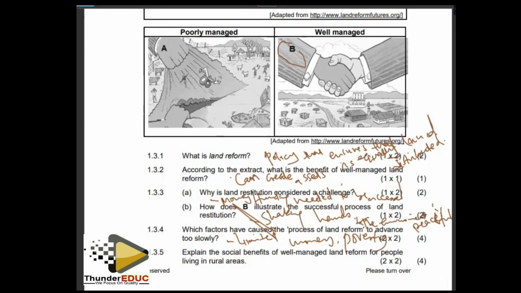The next question says, explain the social benefits. Social means people's welfare. Social benefits of well-managed land reforms. Social means the discussion should only focus on social. Social is the key aspect here. What are the aspects there?